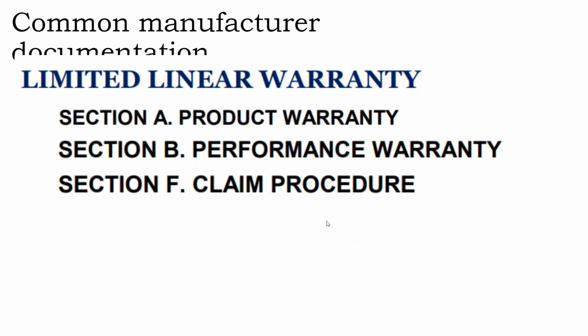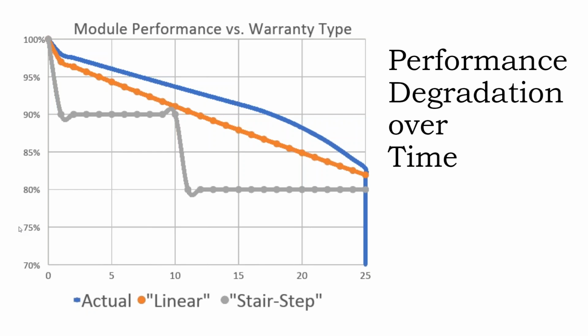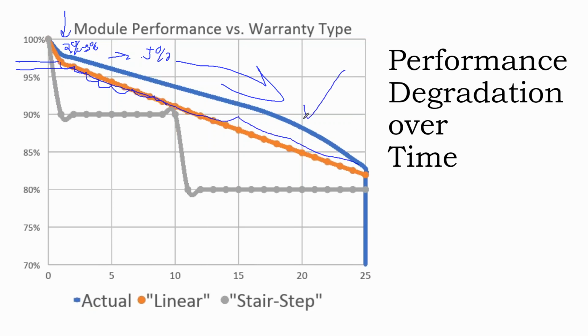So manufacturer warranties can either give you that 97% year one and then a 0.7% year over year degradation, and the actual performance loss is maybe 2 to 3% in the first year, and then about 0.5% for the rest of the time. And so you can get warranties that very closely follow and track with the actual degradation of the module.